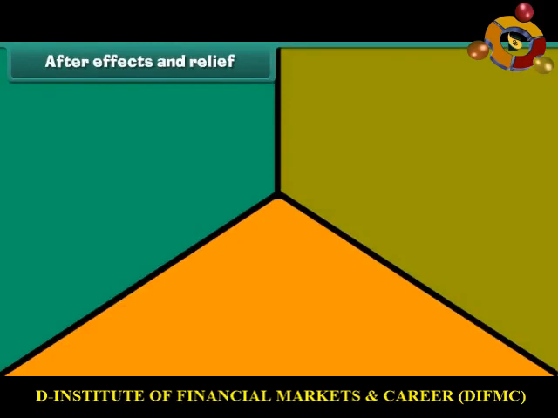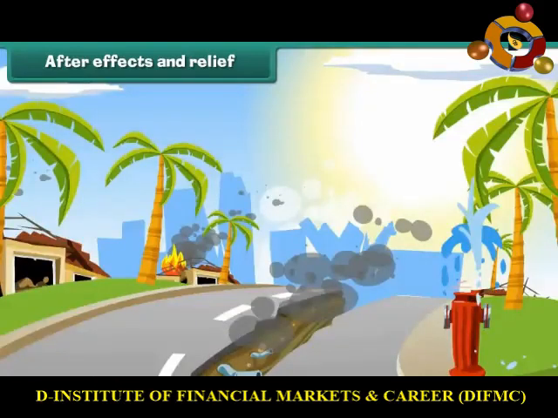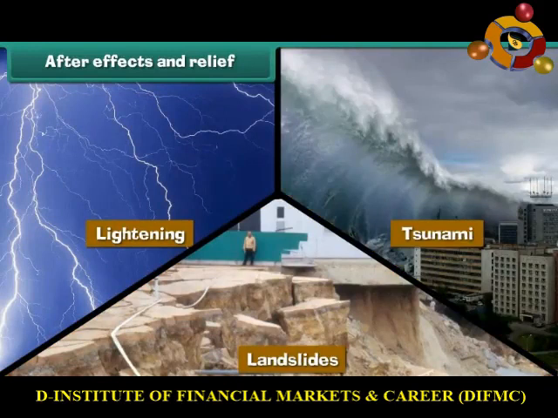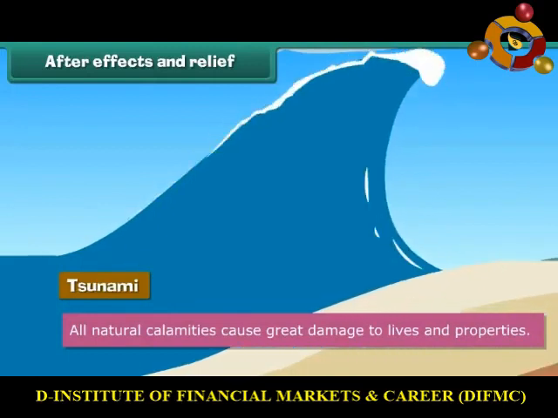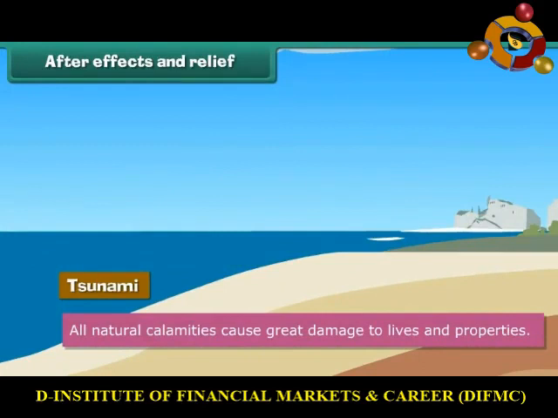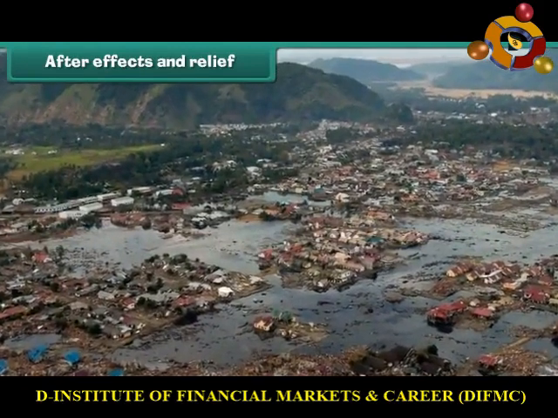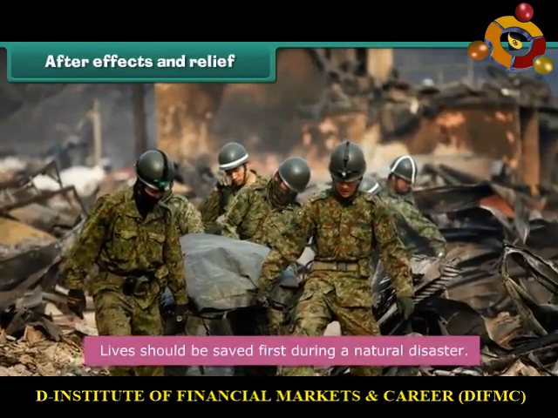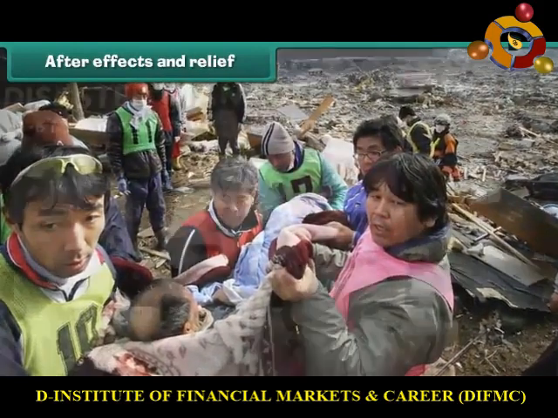After effects and relief. Floods, droughts, storms, earthquakes, lightning, landslides and tsunami are all natural calamities. They cannot be prevented. They cause great damage. This results in tremendous losses. It is very important to remember that when such calamities occur, lives must be saved first, and only then should an attempt be made to prevent the damage to other important things.